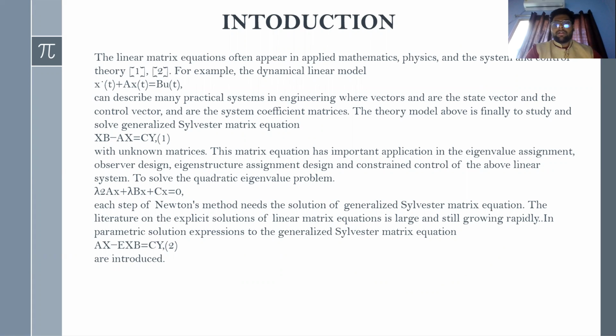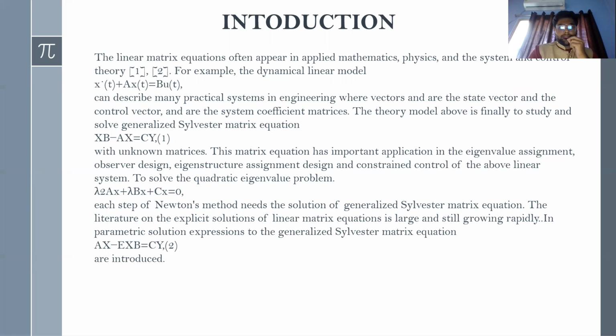The theory model above is finally to study and solve the generalized Sylvester matrix equation, XB minus AX is equal to CY, with unknown matrices. This matrix equation has important application in the eigenvalue assignment, observer design, eigenstructure assignment design, and constrained control of the above linear system, to solve the quadratic eigenvalue problem.